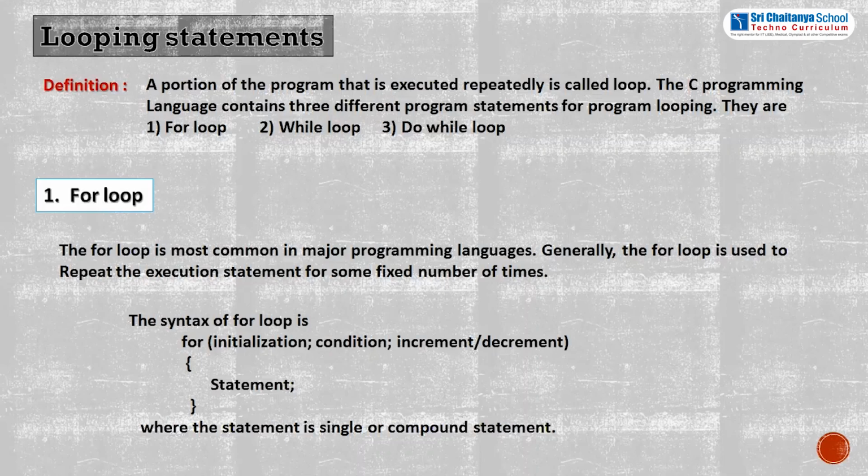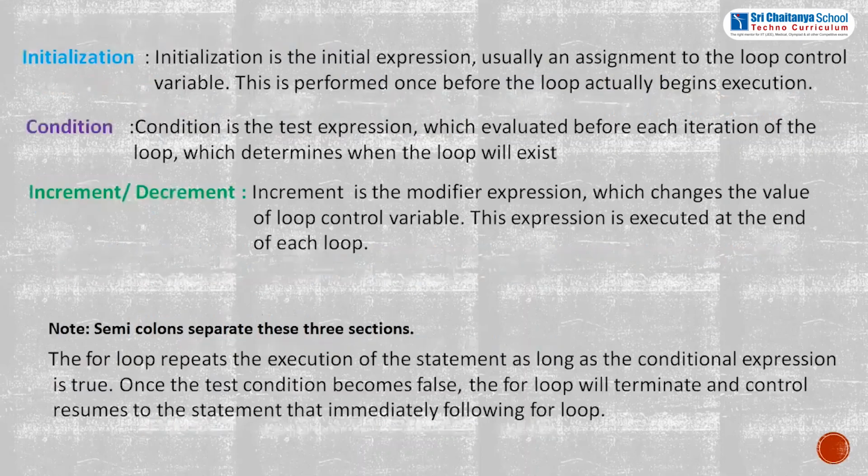Now let's come again to the three parameters used in your for loop. The syntax of the for loop is initialization, condition, increment or decrement. I want you to remember these three things very strictly, because they are the major factors which define your loop. So what are the three things? Initialization, condition, increment or decrement. And inside that we will have the statements. Now let's understand the use of these three parameters.